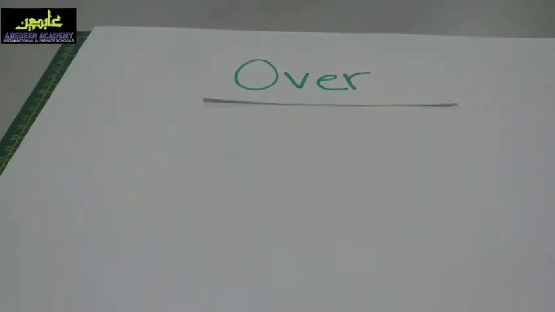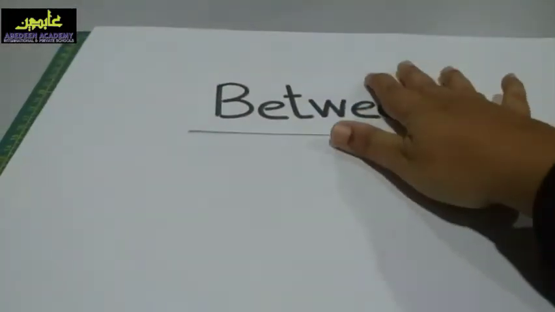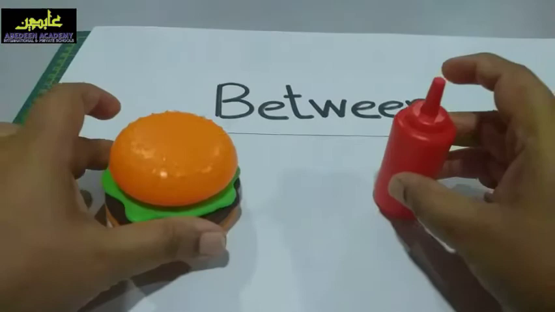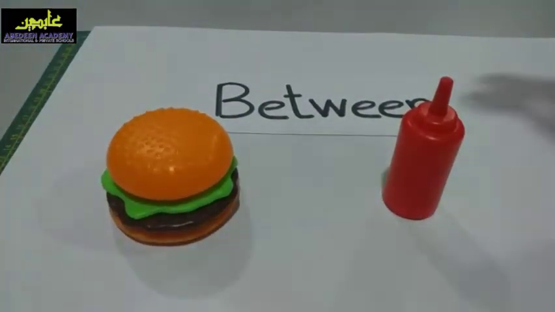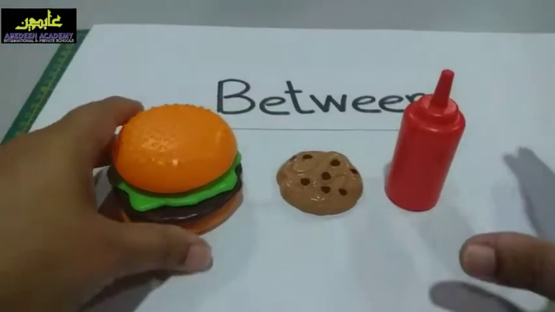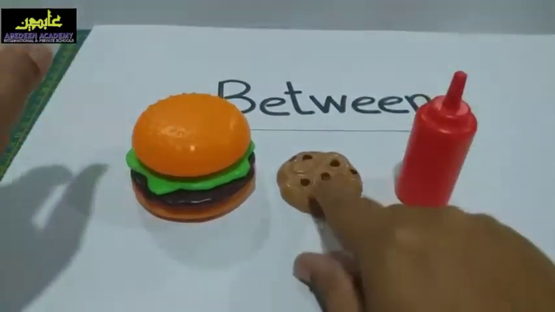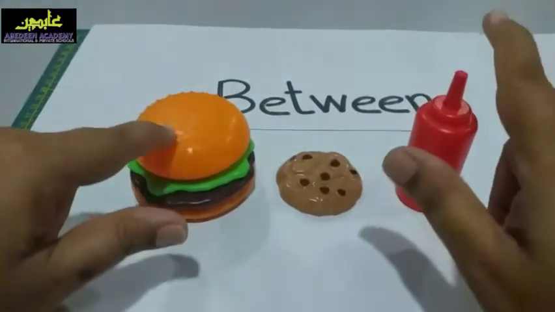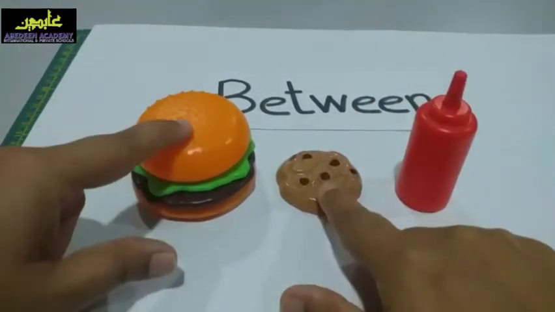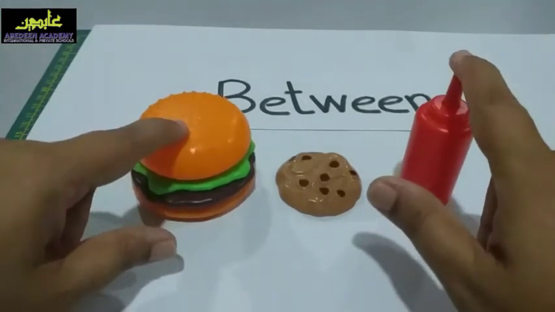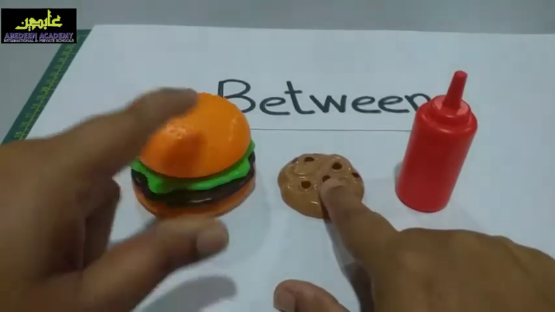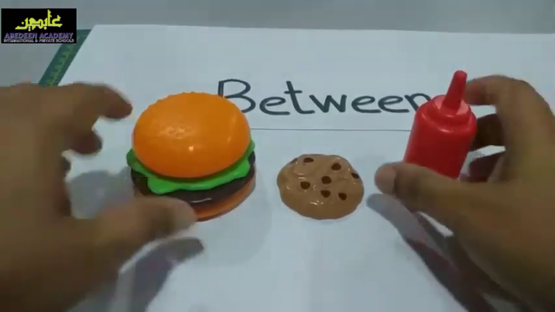The next preposition that we are going to learn is between. Okay, between we use when there are two things on two sides and one is in the middle. For example, here is a burger and here is a sauce bottle and here is a cookie. Now where is the cookie? The cookie is between the burger and the sauce bottle. Okay, the cookie is between the burger and sauce bottle. So when there are two things on two sides and something is in the middle, we can use between. The cookie is between the burger and the sauce bottle. Okay.